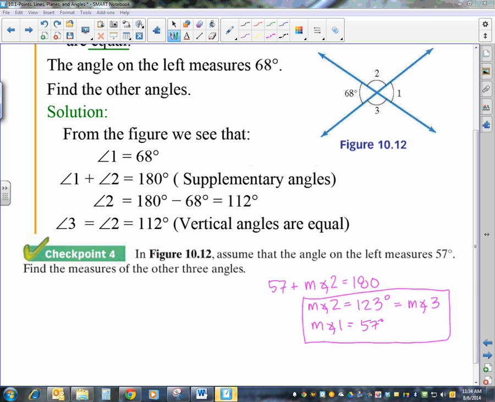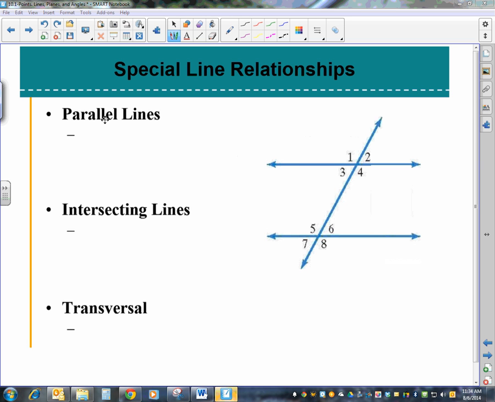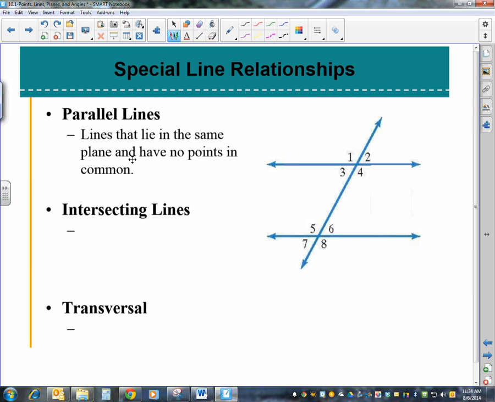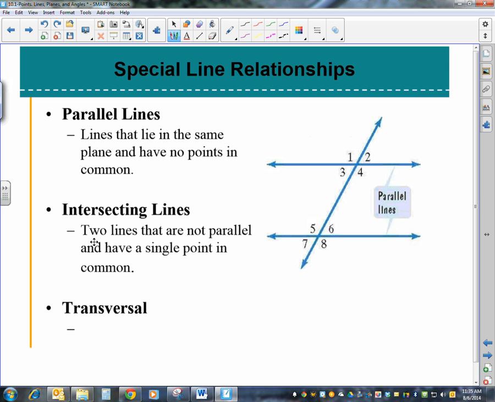All right, special line relationships. Parallel lines, remember, are lines that lie in the same plane and have no points in common. These are our parallel lines in our picture. We have intersecting lines, two lines that are not parallel and have a point in common. So it would be this line and that one, or this line and that one. Those are intersecting lines. This would be the points that they have in common. And a transversal is a line that intersects two parallel lines. So that's the transversal in our picture.